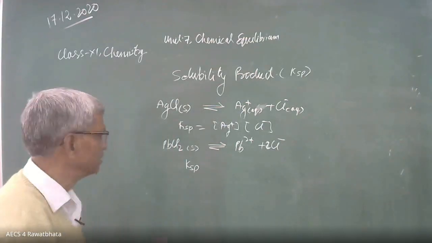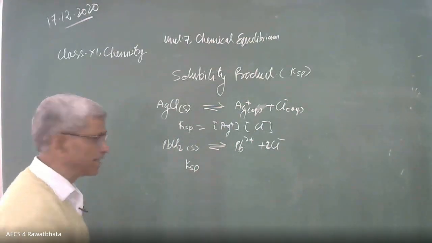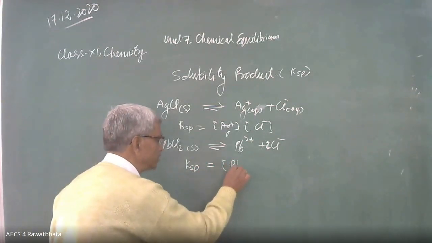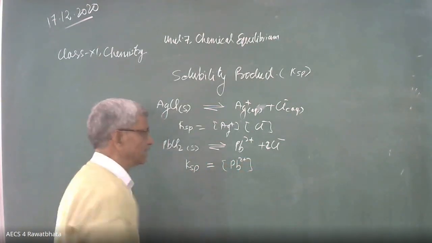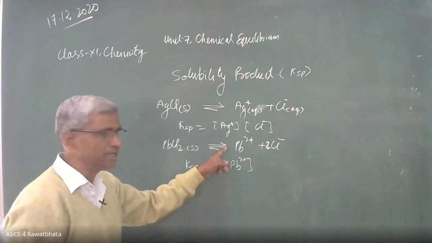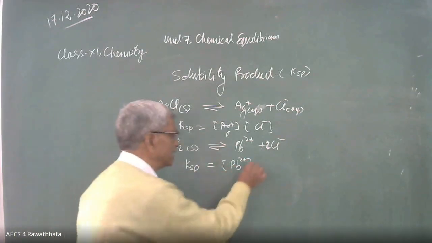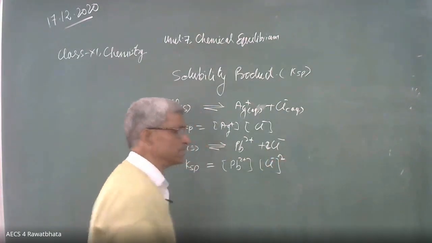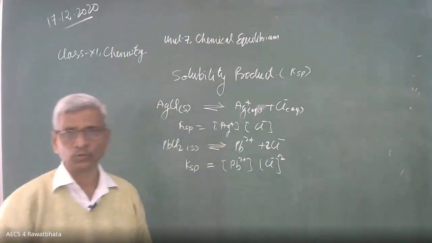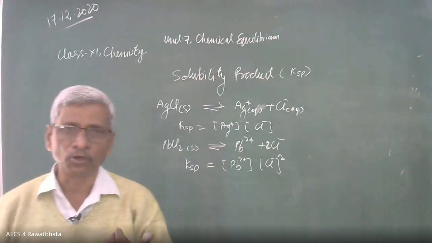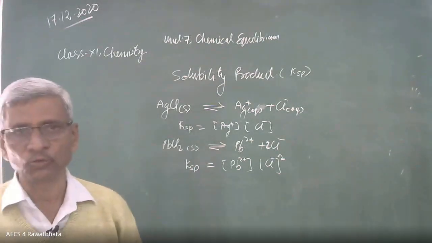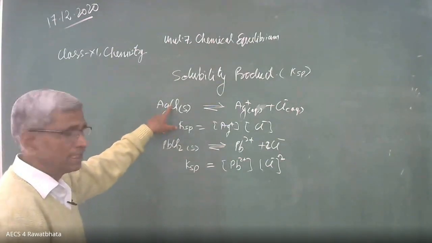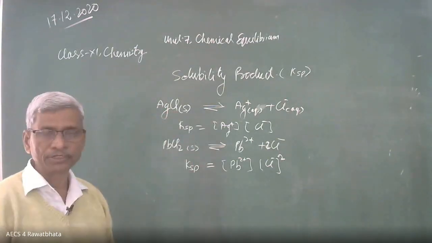Okay, Tanmay. So Ksp for this compound is equal to the product of molar concentration of Pb2 positive. Here it is Pb2 positive. Coefficient is 1, that's why the power is 1. And here the product of Cl minus, coefficient is 2, that's why it comes in the form of a power, raised to power 2. This is the expression of solubility product for PbCl2. This is an AB type of salt, A and B. Here it is an AB2 type of salt.